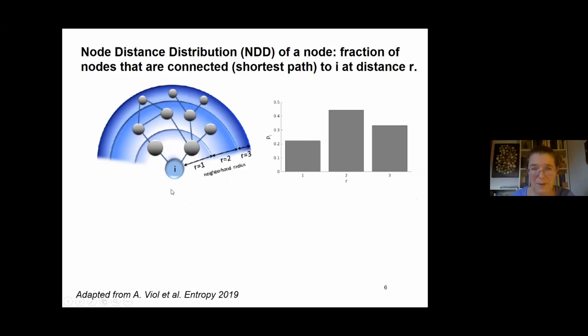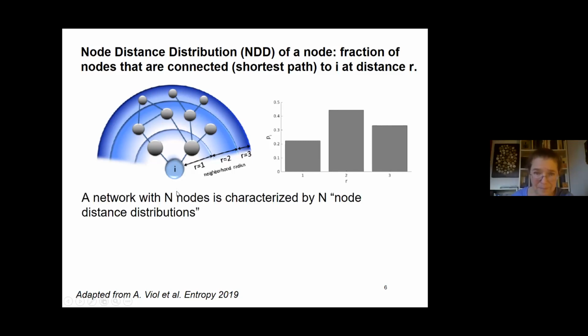So for example, this example is adapted from another paper. We have this type of network, and from one node, we see that we have 2 nodes at distance 1, 4 nodes at distance 2, and 3 nodes at distance 3. So we can construct a probability distribution, which is the node distance distribution of node E, which is shown here.